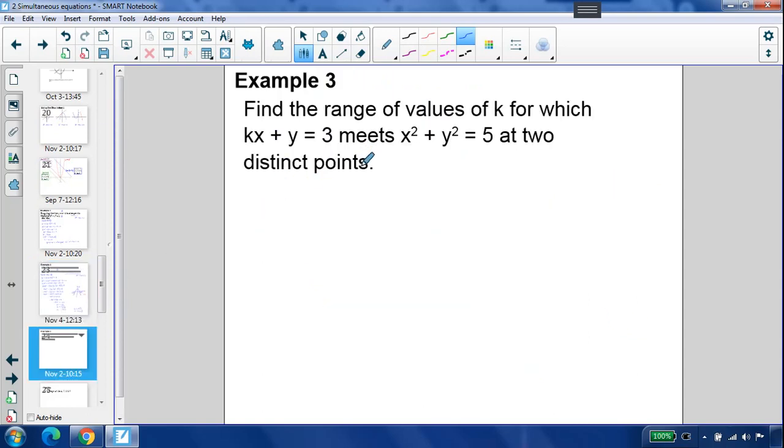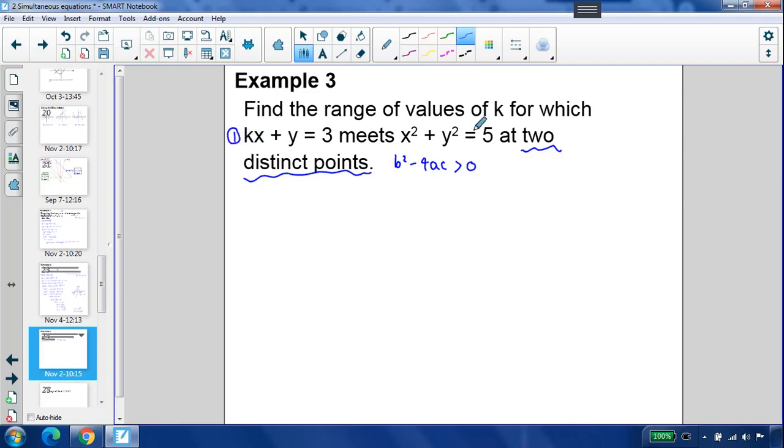Let's have a look at a final example. So we've got to find the range of values of k for which kx plus y equals 3 meets x squared plus y squared equals 5 at 2 distinct points. Now this is a circle, this is a line, so we're going to have 2 points of intersection. That means the discriminant of the resulting quadratic is going to be greater than 0.